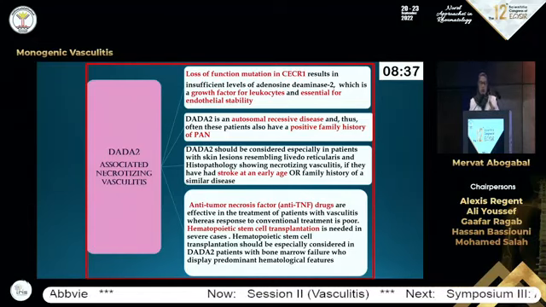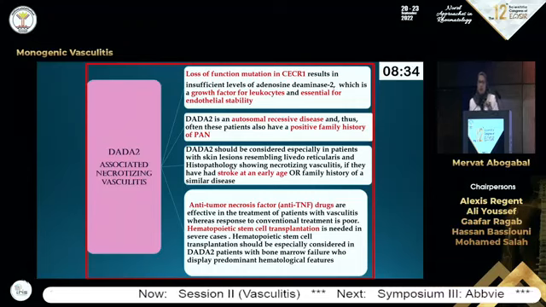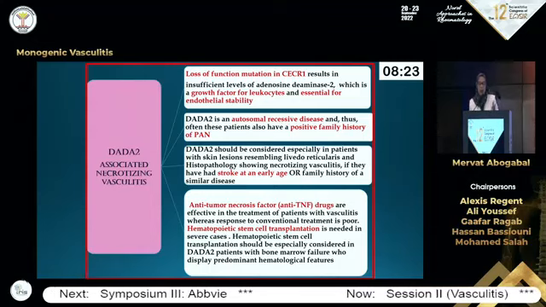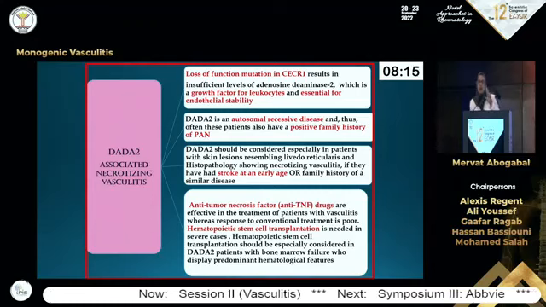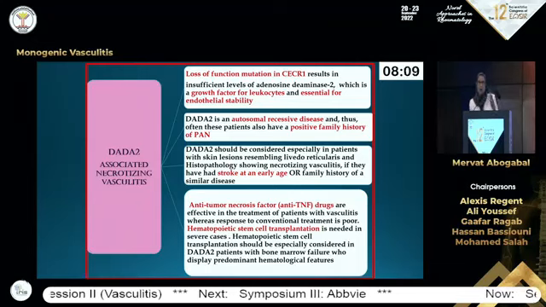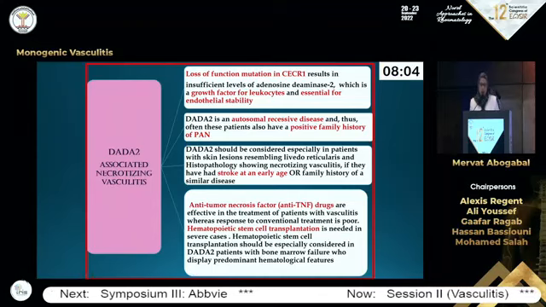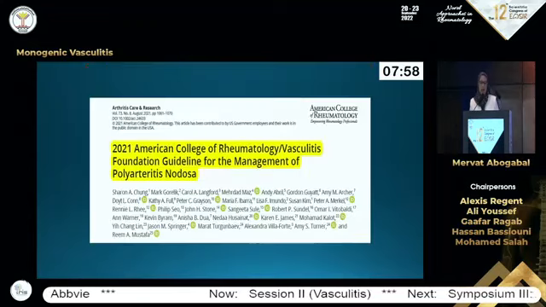These 2 points are: number one, DADA2 disease is autosomal recessive, so usually there is positive family history in patients with monogenic variant with DADA2 disease. Also, DADA2 disease affects cerebral blood vessels. Consequently, usually there is early stroke in patients with DADA2 disease. These 2 points are considered as 2 red flags against presence of polyarteritis nodosa in patients with necrotizing vasculitis resembling polyarteritis nodosa. The recommended treatment for DADA2 disease is anti-tumor necrosis factor drugs, and in resistant cases, hematopoietic stem cell transplantation.